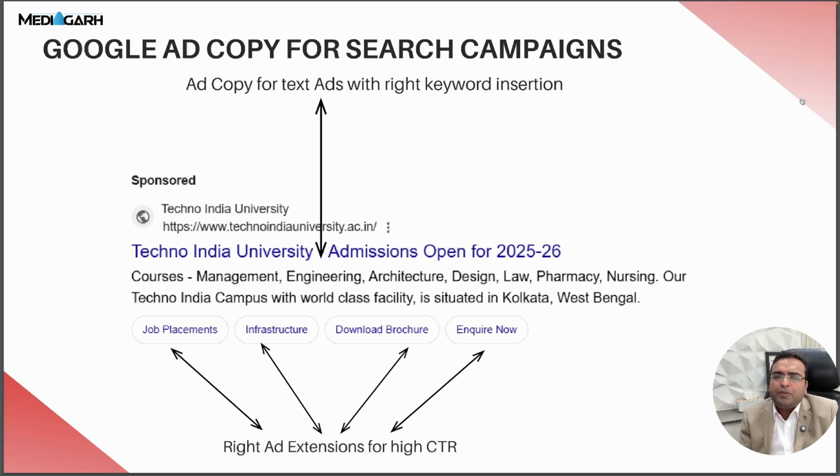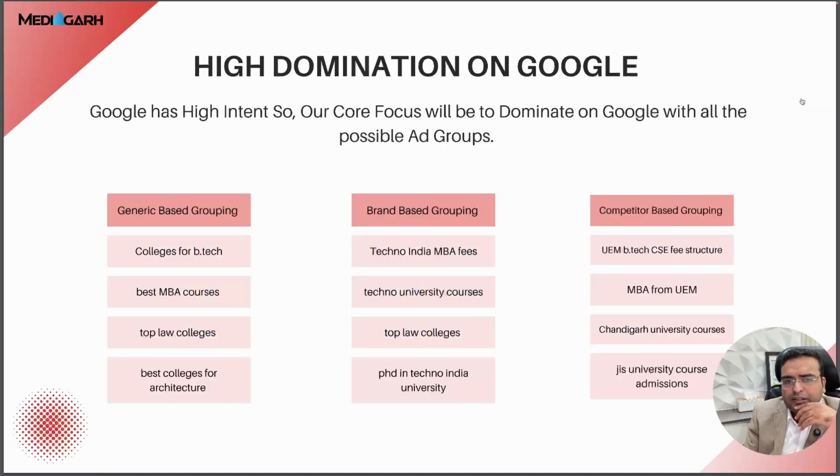Now Google ad copy for search campaigns. In the search campaigns, there can be a complete copy. In that copy, we should use proper ad extensions, then proper text with keyword insertion, and in the same way proper headlines should be used. If we are using everything in a proper way, then definitely we can get good results. Now again, we have shown the keywords. We can go for generic based grouping, brand based grouping, and competitor based grouping. Based on that, we can get maximum results.